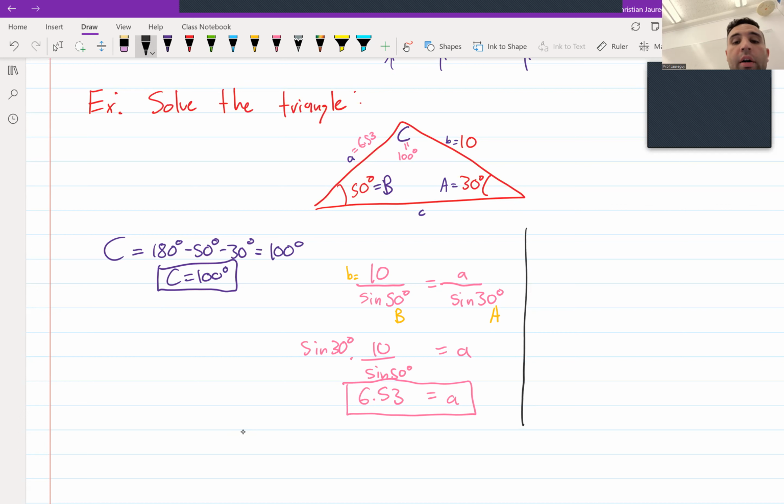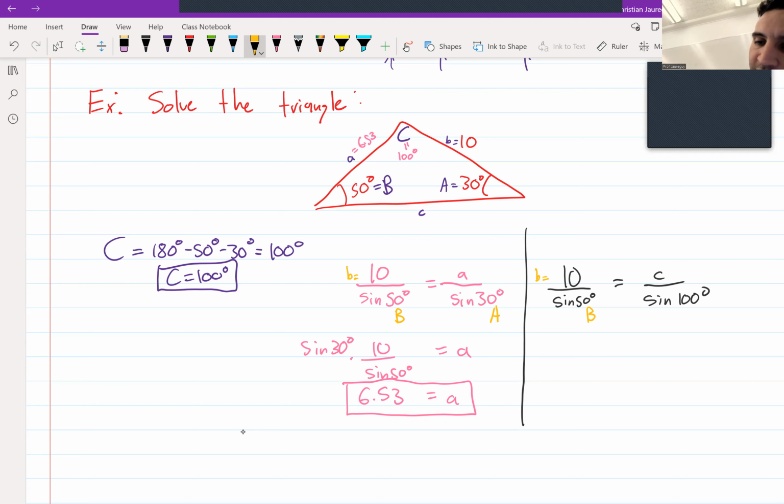We have to run law of sines one more time. 10 over sine of 50 degrees equals c over sine of 100 degrees. It's the same exact formula. So at this point, it'd be a big help if you pressed pause and then went ahead and tried to solve this. So now that you've definitely done that, press pause and solve this on your own.